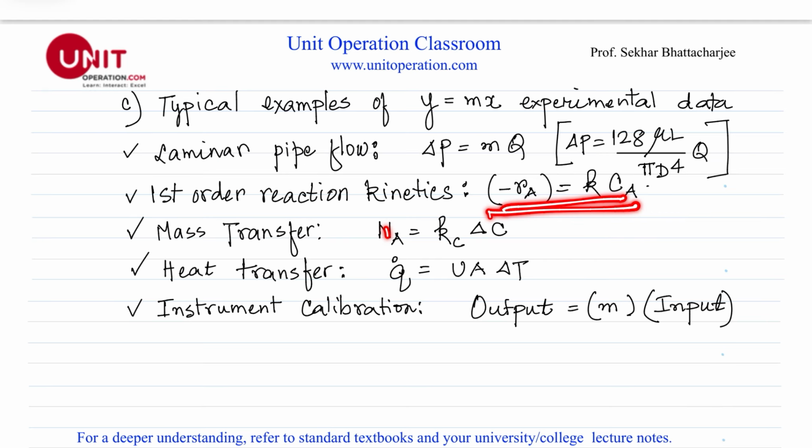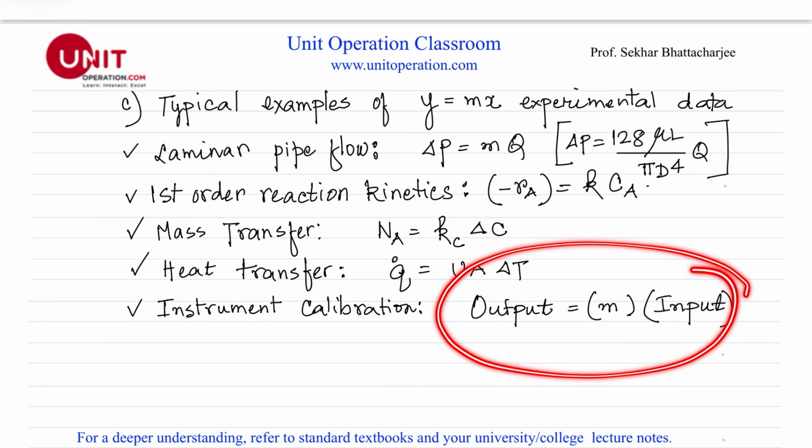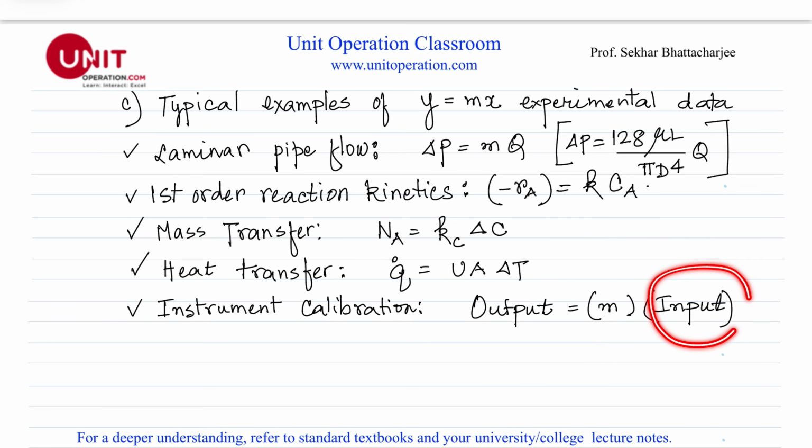Next is the first order reaction. Again, this is the typical one that goes to zero. This is for mass transfer, mass flux. This is for the heat flux. For instrument calibration, we normally put output equal to some kind of a slope multiplied by input. So there is a wide application of this particular problem.